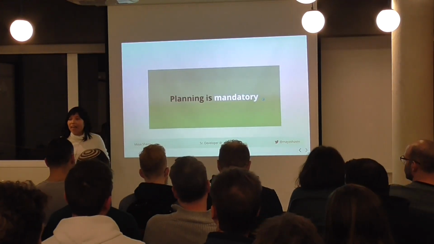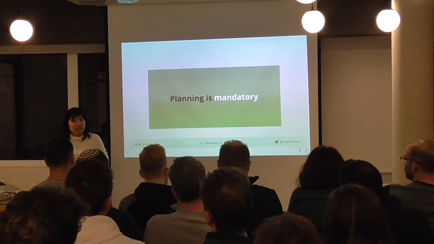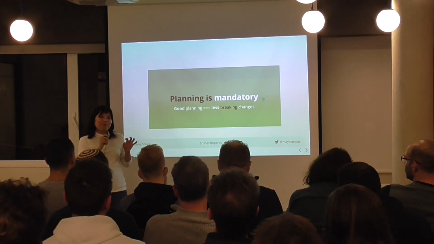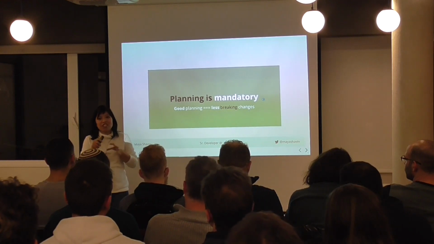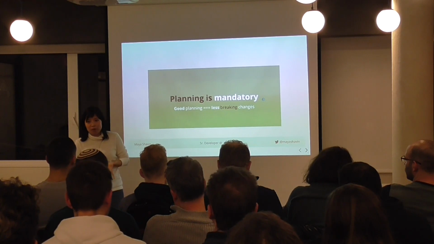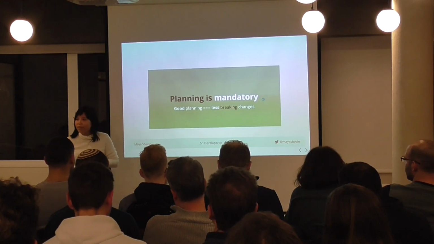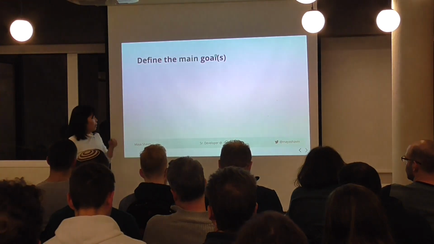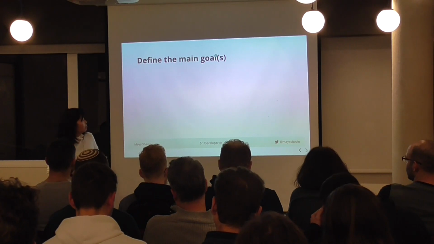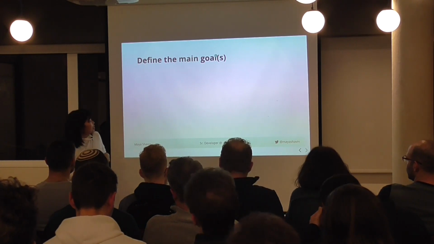First, planning is mandatory. A good planning means you don't have to release some version that has a breaking change. No one likes breaking changes, and no one likes things that are not working anymore if they use your library. So you need to plan ahead. And how to plan it? First, define the main goal.